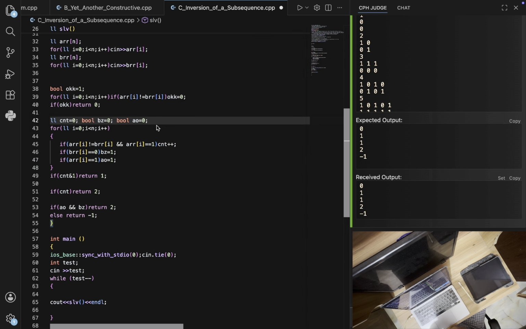Let's see again. If I got an odd amount, it's okay. If I got an even amount, also okay. If I got a 1 and a 0, it's still okay. Otherwise, it isn't okay.